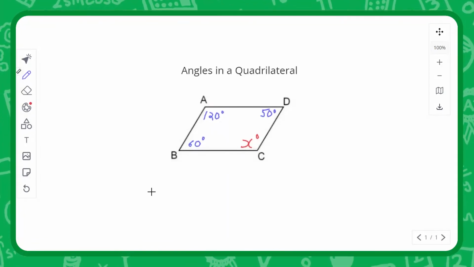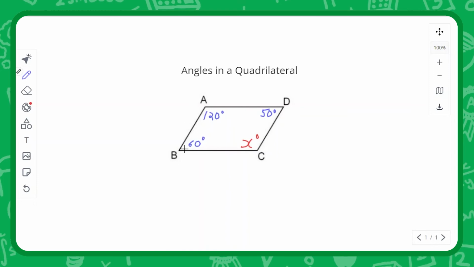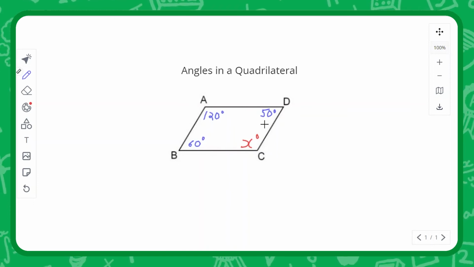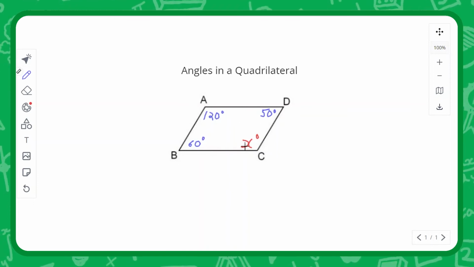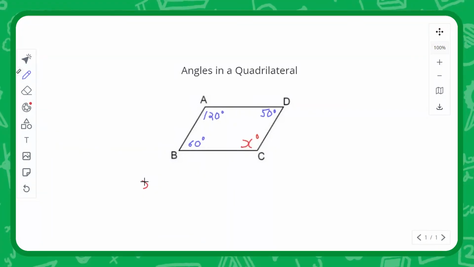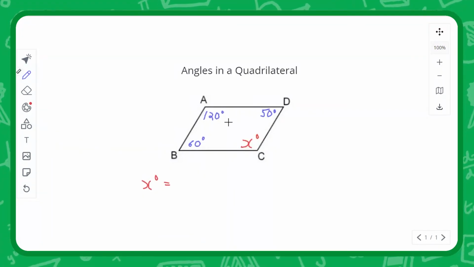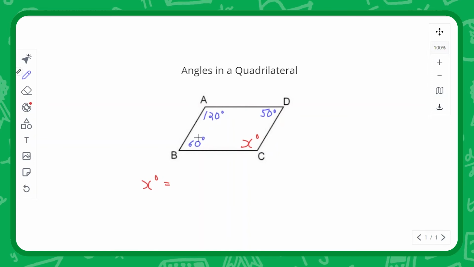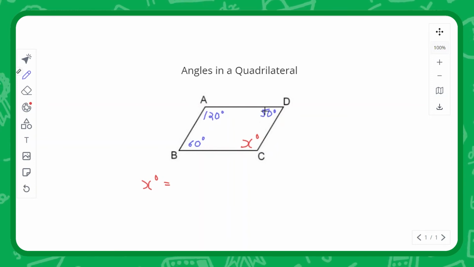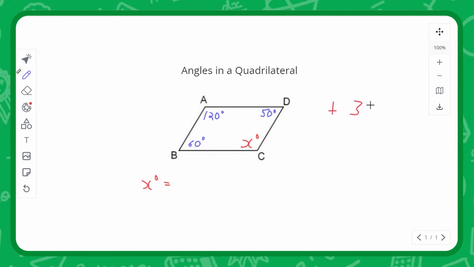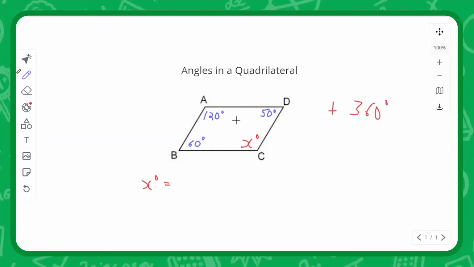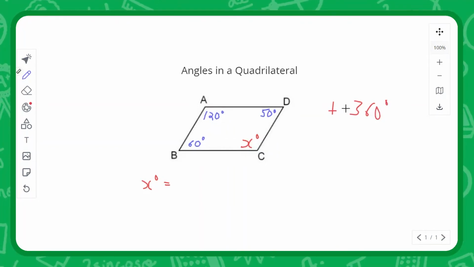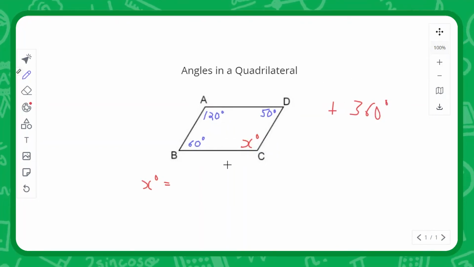Okay, now on to angles in a quadrilateral. Here we have an arbitrary quadrilateral, nothing special about it. We have 3 given angles and we need to find the missing one, x. So just as before, we know the property of quadrilaterals is that all of the angles in a quadrilateral add up to 360. That's what's special about a quadrilateral. It's similar to a circle all the way around the point, 360.